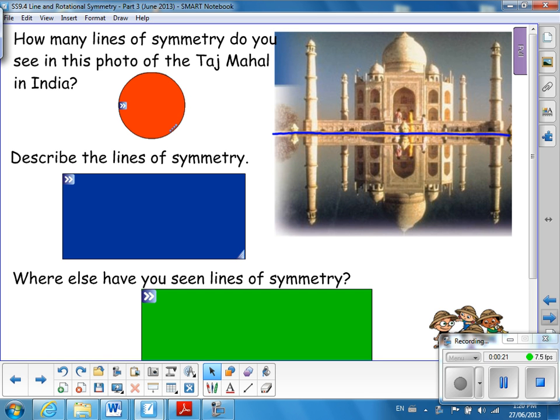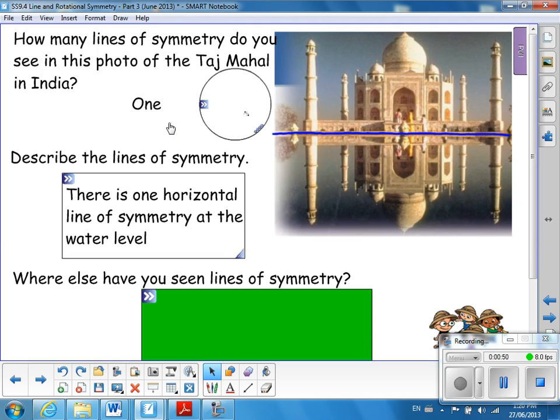How many lines of symmetry do you see in the photo of the Taj Mahal in India? Well, what a line of symmetry does is it's like a reflection. If you were at the lake and you see the trees above ground, but you also see trees in the water. Here we see the Taj Mahal on the surface, and we also see its reflection in the water. So we have one line of symmetry. Describe the line. Well, it goes here where the blue is. It's a horizontal line of symmetry at the water level.